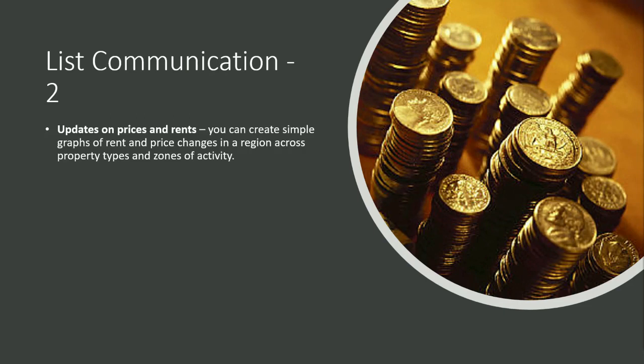You can create simple graphs of rent and price changes in a region across property types and zones of activity. Share that information. The visual approach works very well and has great advantages in listing presentations, business presentations relating to a property. So when you get your price and rent information, put it on a graph. Pretty simple. Just put it on a graph on Excel and then turn it into a graph that you can display in a PDF form on your tablet computer as part of talking to someone.